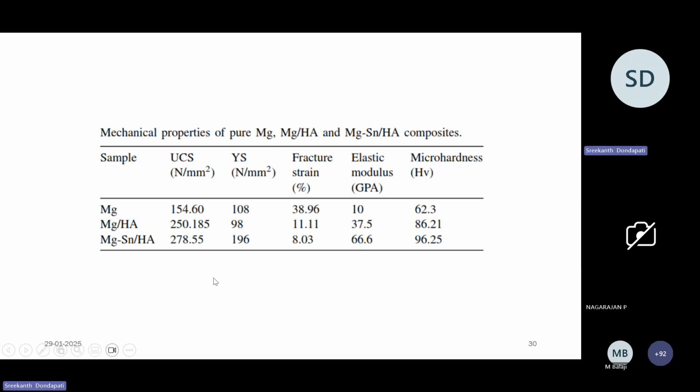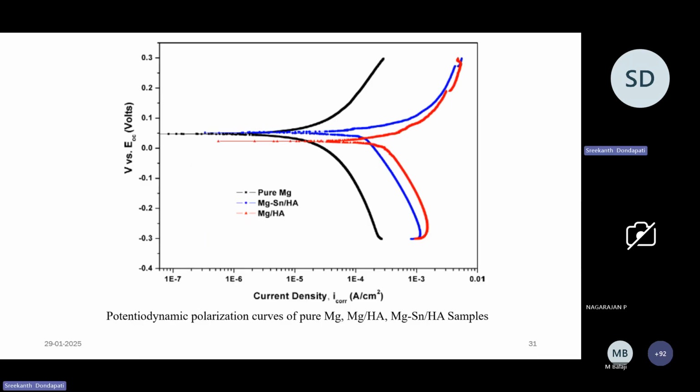So magnesium tin HA is also proved to be good. And now let us consider the corrosion aspects of these three. Compared to pure magnesium, the corrosion is actually deteriorated. That means magnesium HA has very low corrosion resistance, but magnesium tin HA is improved slightly. It's better than the magnesium and HA composite. So the addition of tin has definitely increased the corrosion resistance, but compared to pure magnesium, it is less.